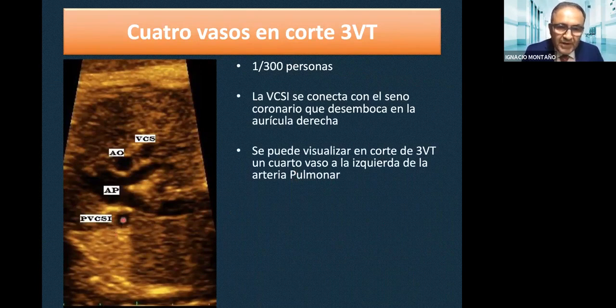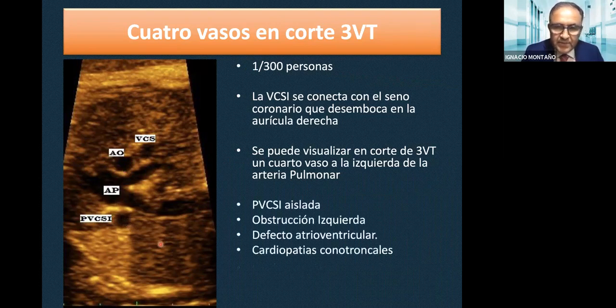We will see the 4th vessel, the pulmonary artery, the aorta, and the vena cava, which would be the persistence of the left superior vena cava. The left superior vena cava can occur in isolation. It can occur when there is left obstructive heart disease, an atrioventricular defect, or a conotruncal heart disease.